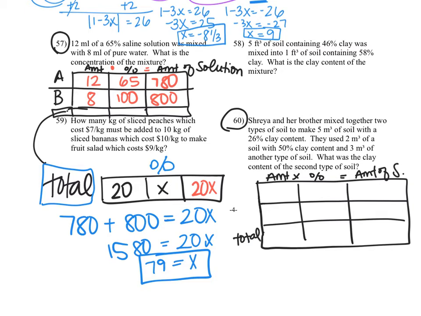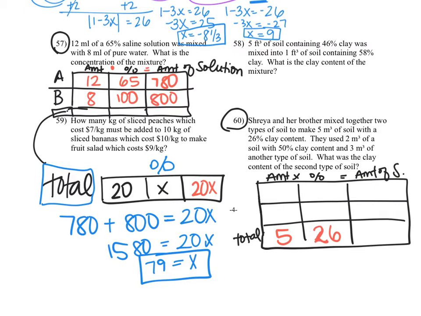In this case, Shreya and her brother mixed together 2 types of soil to make 5 meters cubed of soil. So how much we're mixing: my total is 5. And then it says of soil with a 26% clay content. So I know that 26 is my percent of the content.